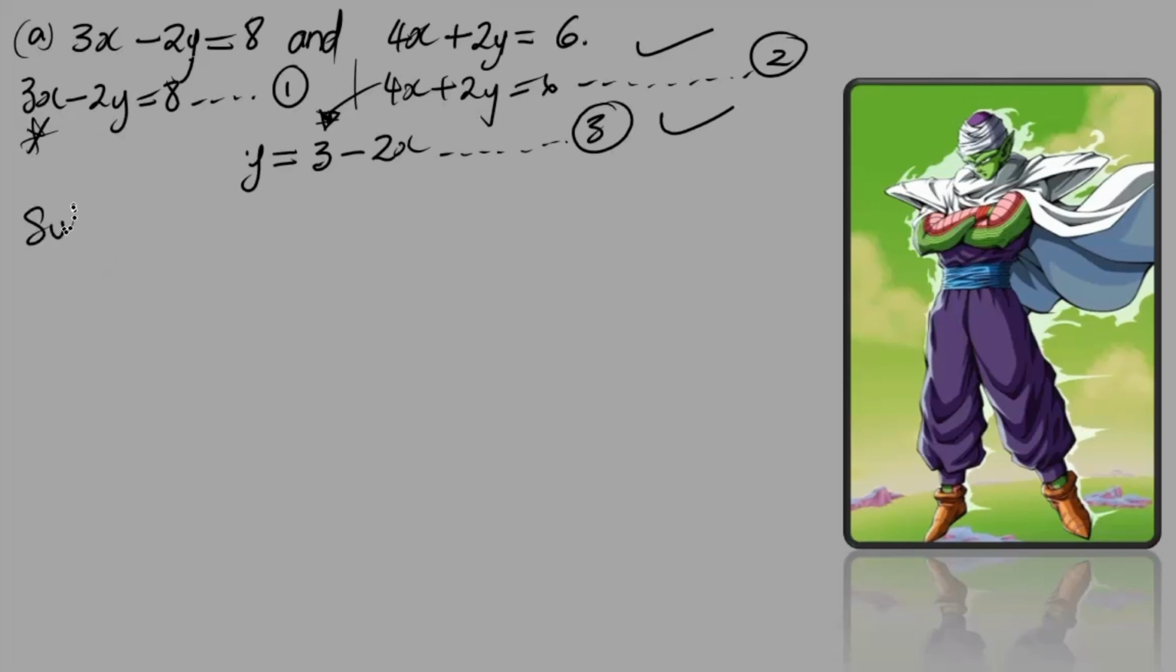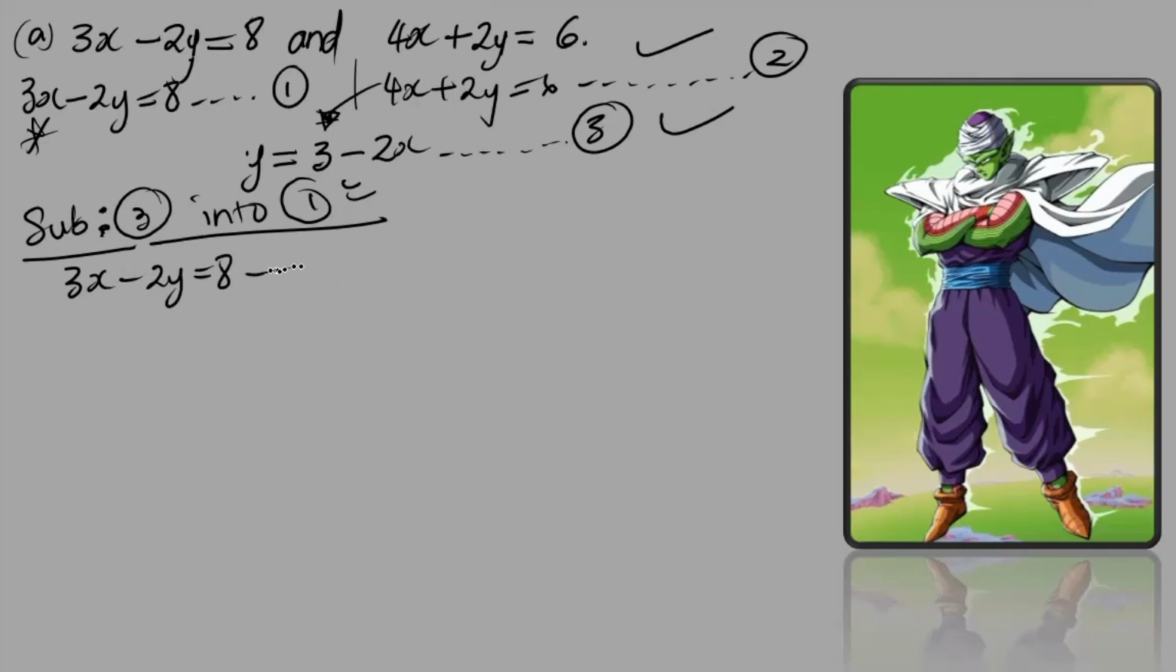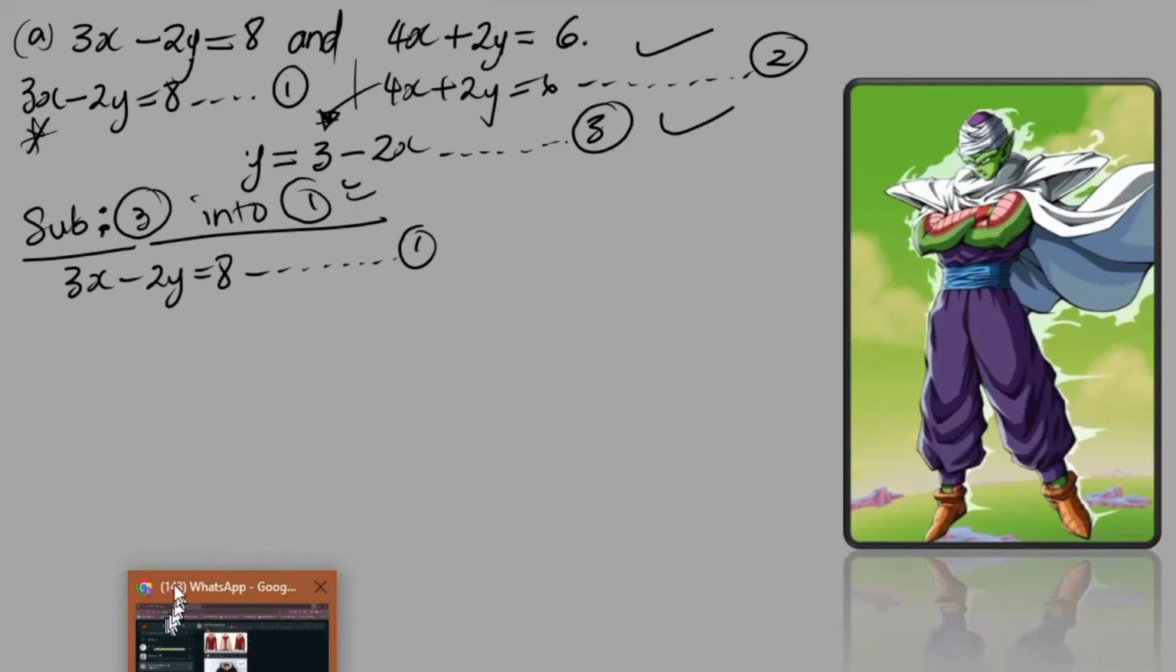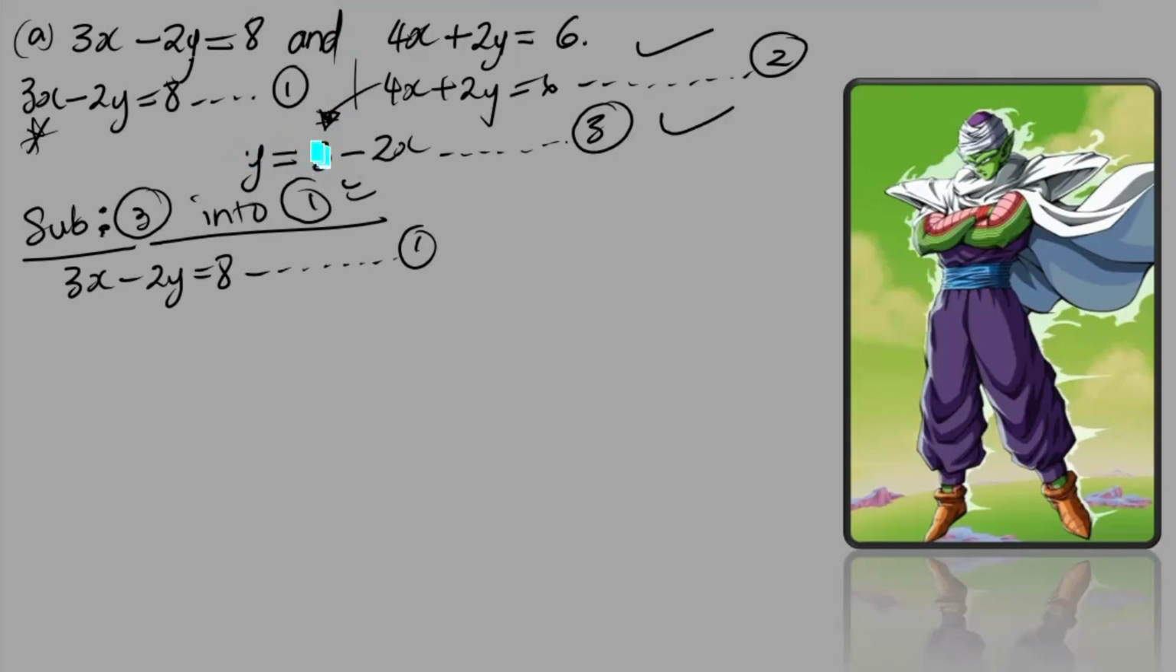So I'm going to substitute equation 3 into the one I haven't used so far, which is equation 1. All set? Because I'm talking about equation 1, I have to mention equation 1. So I'm saying 3x minus 2y is equal to 8. This is my equation 1. And then after that, I get to this point. Because I said y is equal to this part in equation 3, where I see y in this equation, I must substitute with that, right?